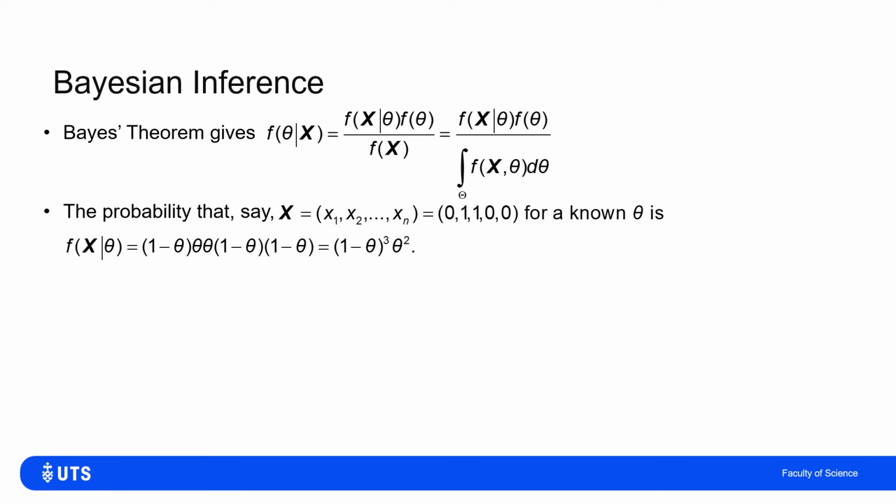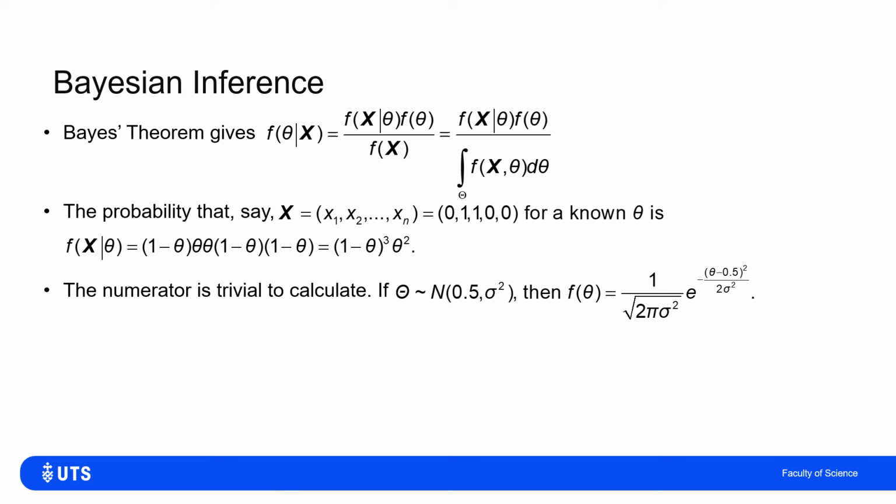then the likelihood of getting the first observation as a 0 would be 1 minus theta. The likelihood of the second observation being a 1 is theta. The likelihood of the third observation being a 1 is theta, and so on. So the fact that I got a total of 3 tails and 2 heads will give me a likelihood of that set of observations given a theta of 1 minus theta cubed times theta squared.